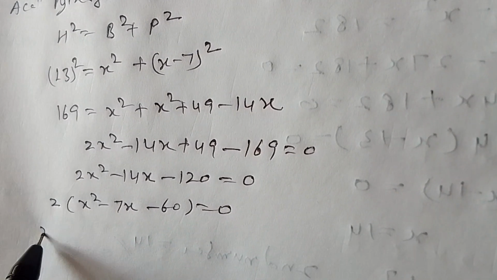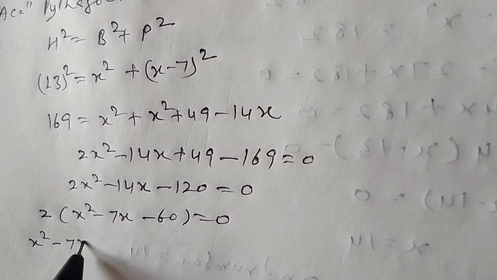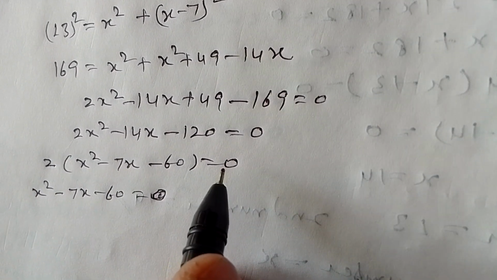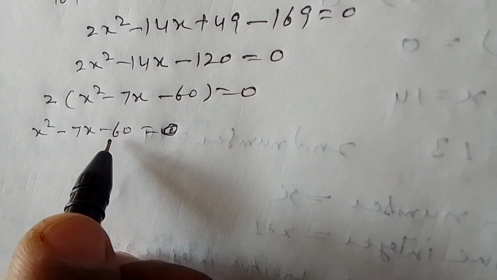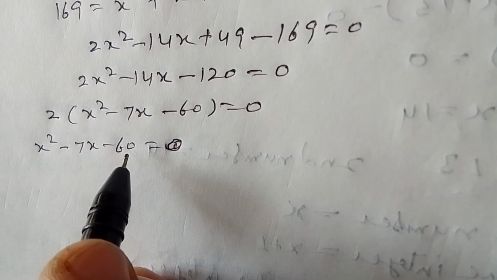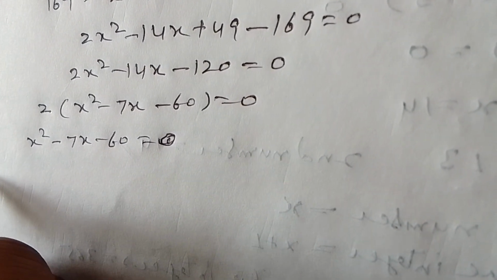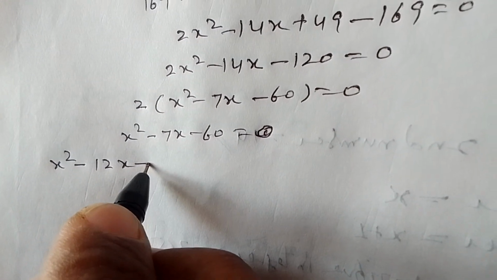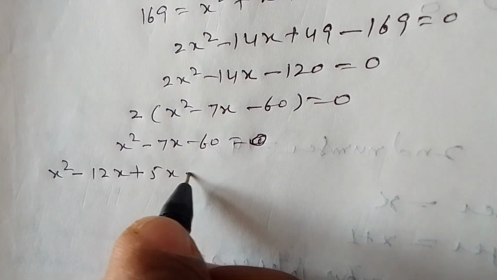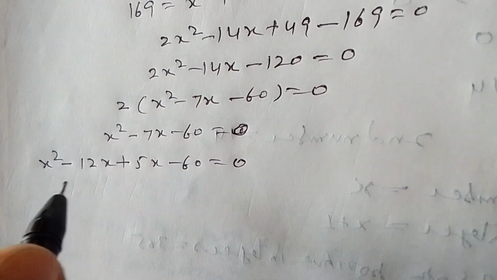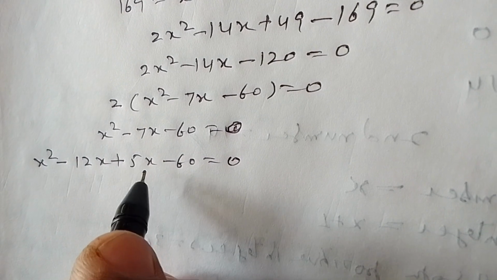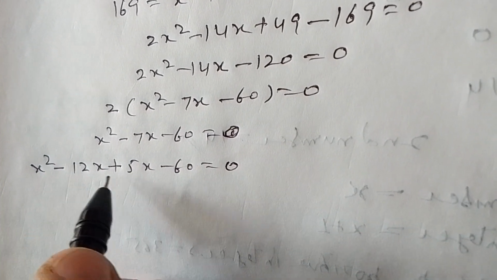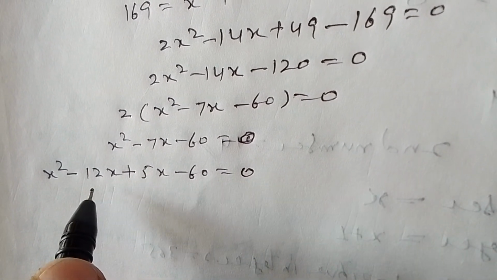So we remained with x square minus 7x minus 60 is equal to 0, because 2 equating to 0 becomes 0. So we will do the simplification of this x square minus 7x minus 60. It becomes x square minus 12x plus 5x minus 60 is equal to 0, because minus 12x plus 5x sum comes out to be minus 7x, and 12 multiplied by 5 the product comes out to be 60.